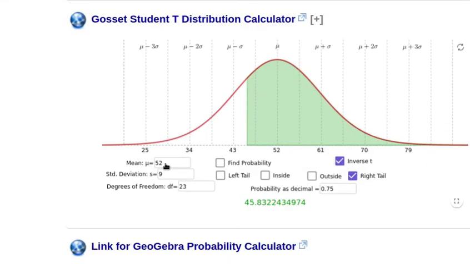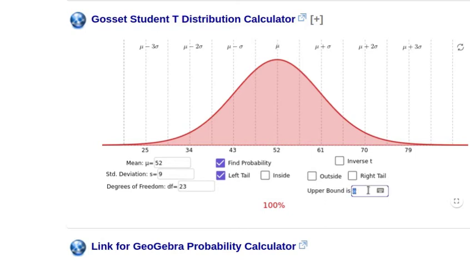For example, if we know the mean, the standard deviation, and the degrees of freedom, we could find the probability of, let's say, being less than 43. And it'll tell us that approximately 16.386 percent of the time we'd randomly select something in this distribution less than 43.